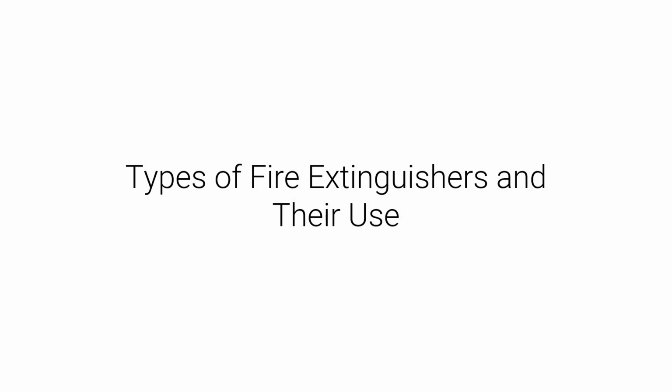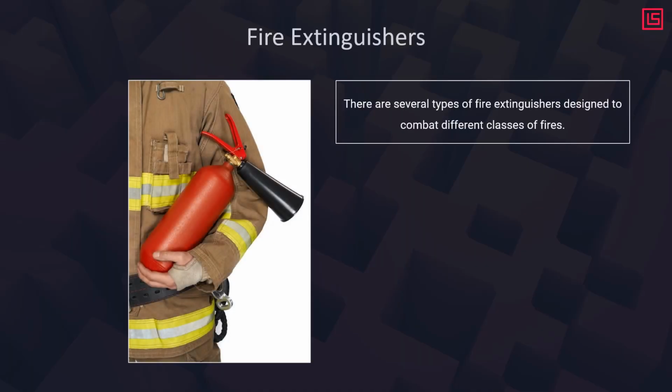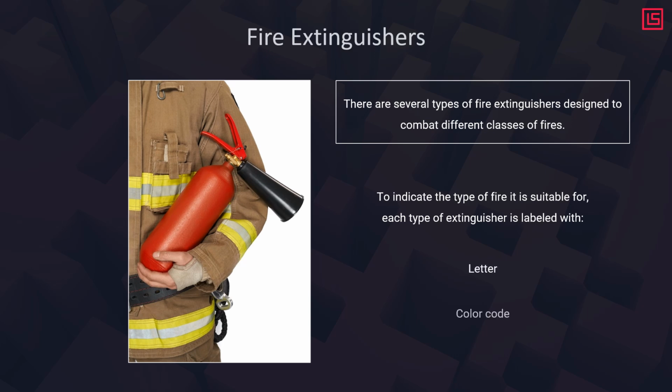Let us now understand the different types of fire extinguishers and their uses. There are several types of fire extinguishers designed to combat different classes of fires. To indicate the type of fire it is suitable for, each type of extinguisher is labeled with a letter and color code. Here are the common types of fire extinguishers and instructions on how to use them properly.